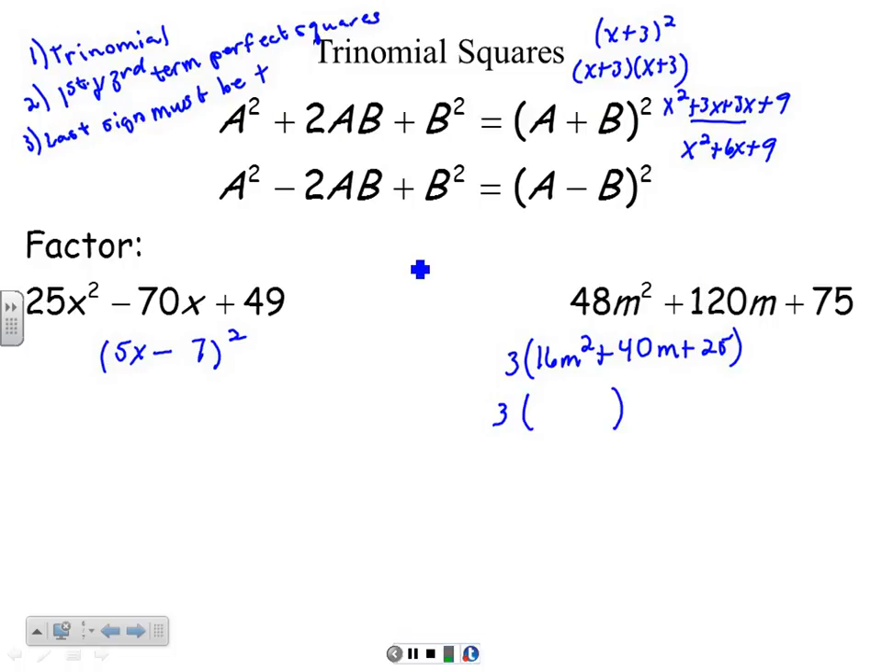So I'm going to do a binomial squared. The sign is going to be plus. You have to match this sign. Square root of 16m squared is going to be 4m. And the square root of 25 is going to be 5. And now it's completely factored.